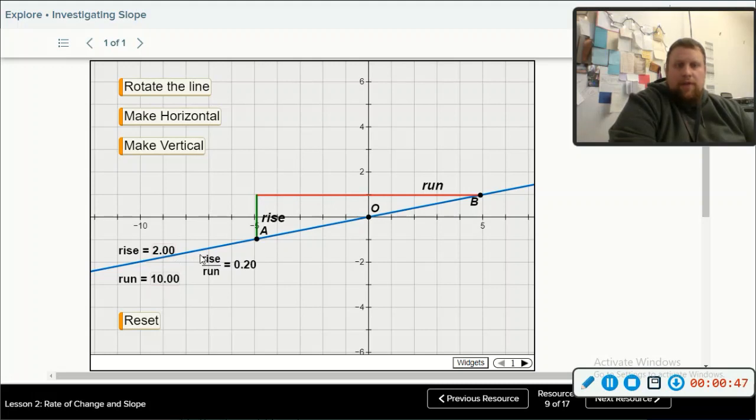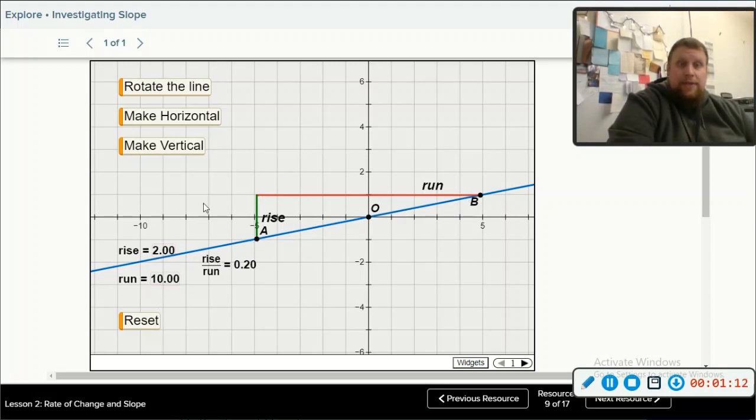So you'll notice this is a very shallow slope. Our rise is 2, our run is 10, so 2 divided by 10 is 0.2, and that gets me my slope. That is my rate of change. Rate of change and slope, same exact thing. That means I go up 0.2 every time I go over 1. Or an extreme example could be I go up 2 and over 10.